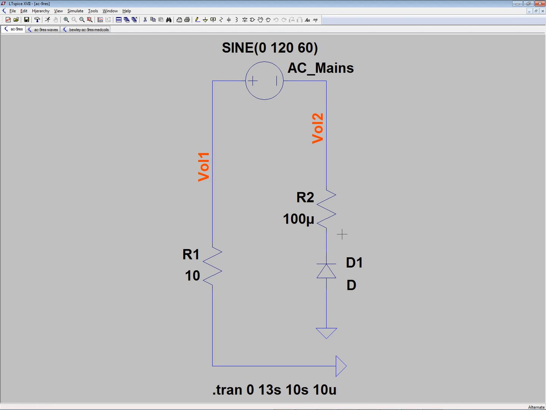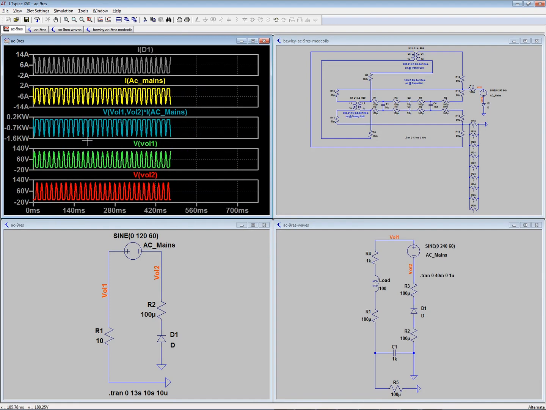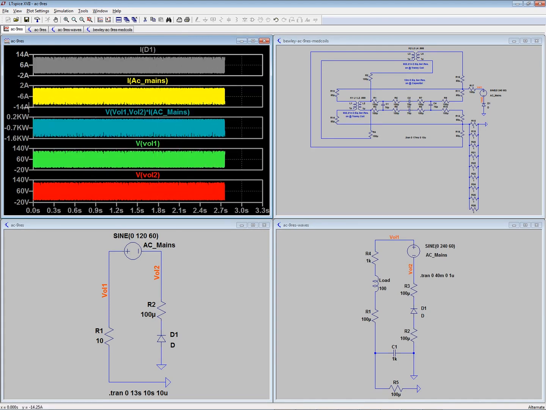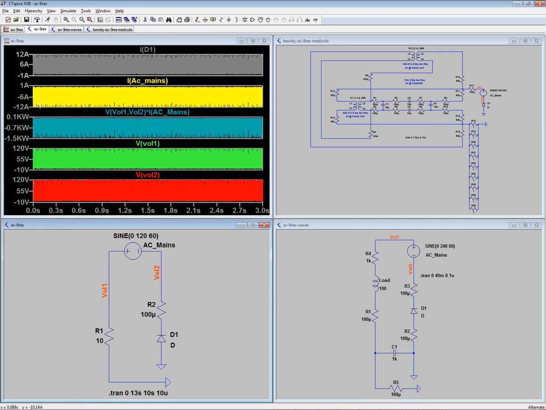Well, I'm sending current back to the grid. I'm not taking any current from the grid, even though I'm borrowing the voltage all the time throughout the entire cycle, because you'll see here when we run this. But that's a stupid assumption, because it assumes, see, here's the mains, 12 amps negative going back to the mains.